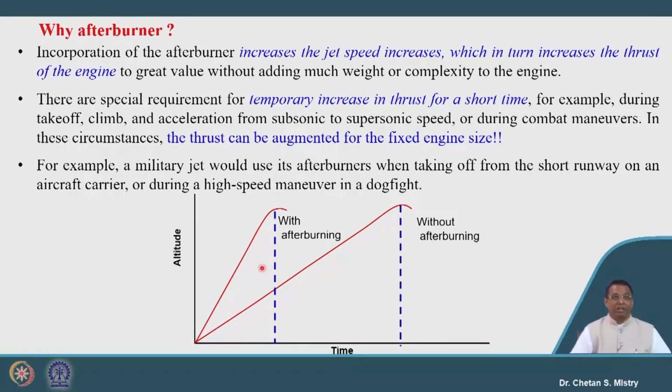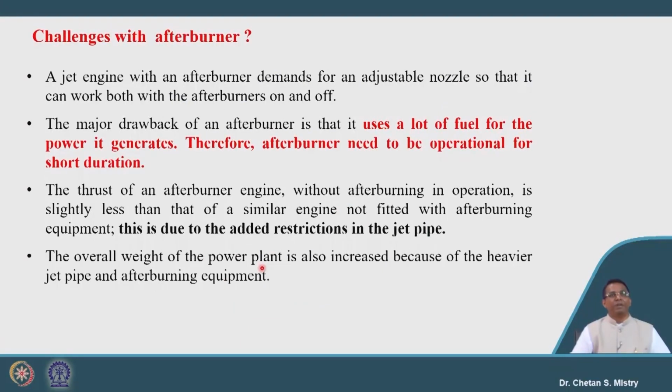Okay. But suppose I talk about the Concorde. For the Concorde we had the Olympus engine, which was not used for military purposes. The purpose of incorporating the afterburner there is different: it is to achieve higher flying speed. Okay. Now what will be the challenges in terms of the afterburner?